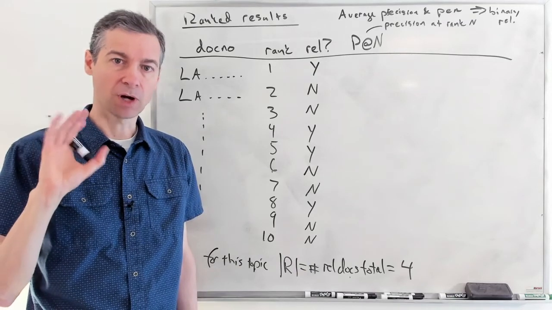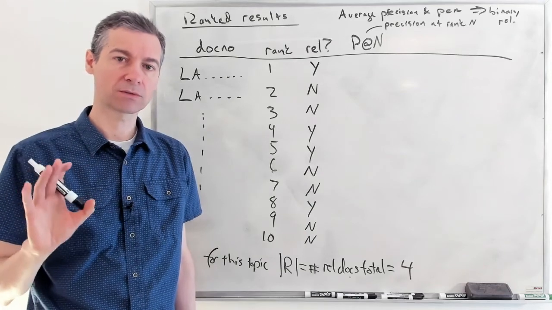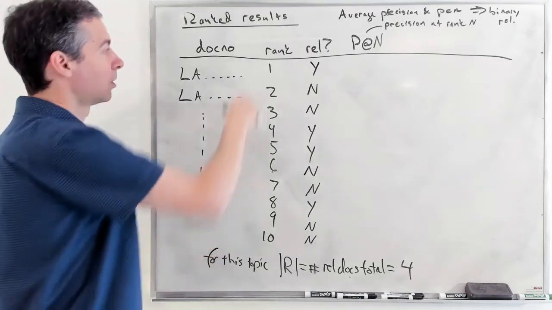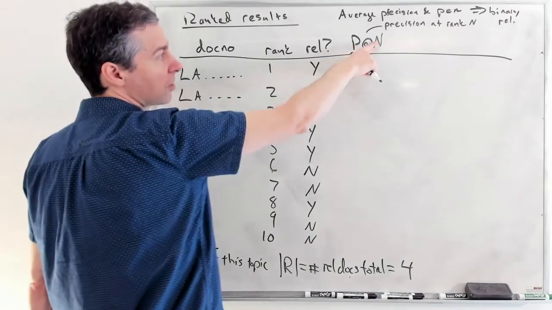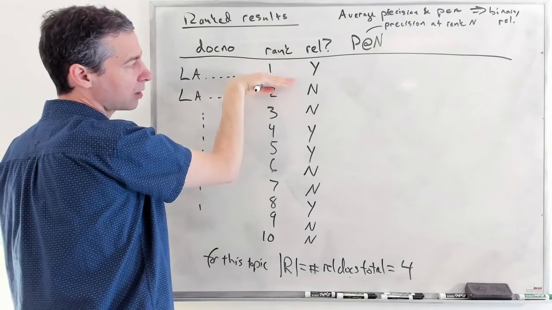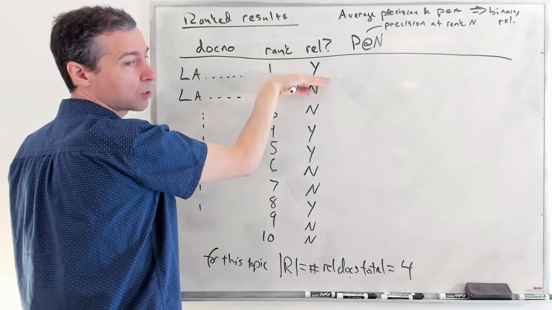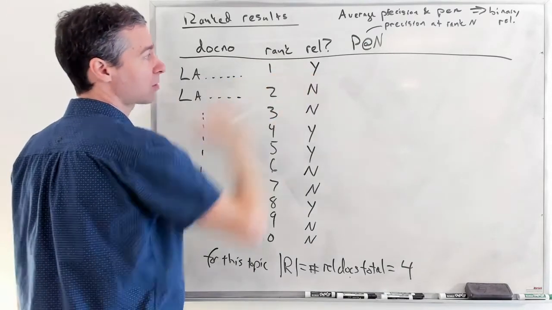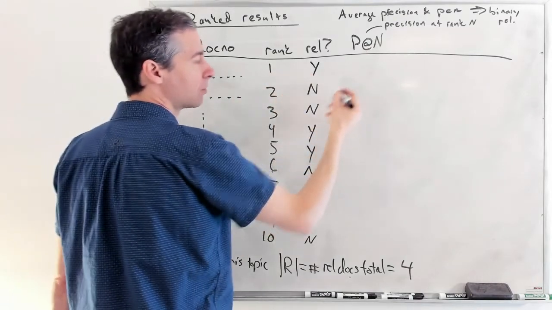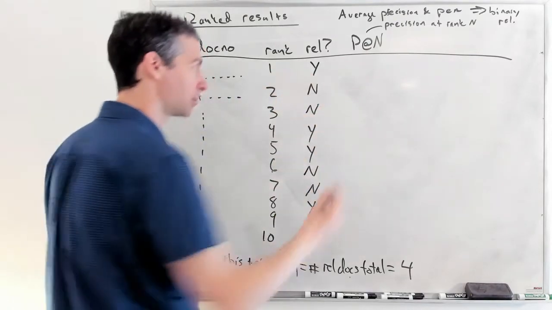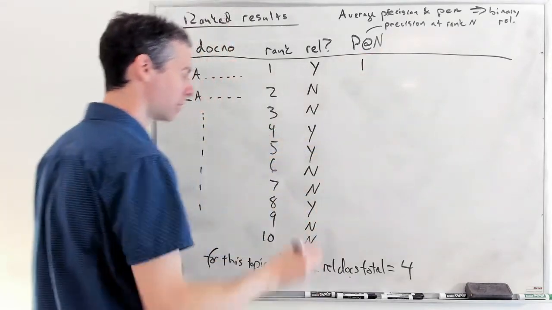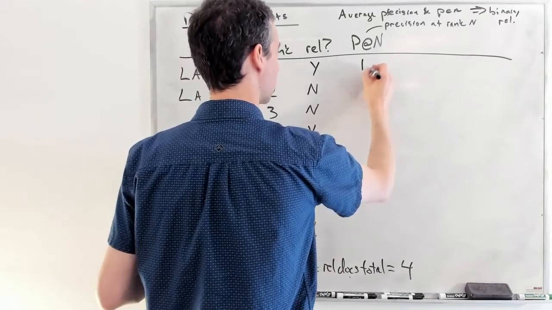Okay, so of the returned documents, what fraction of them are relevant? By saying precision at rank N, we're saying up to this rank, of all the documents returned, what fraction of them are relevant? At rank 1, I have one relevant document, so 100% of my documents are relevant, and precision is a fraction from 0 to 1, so we get 1.0.